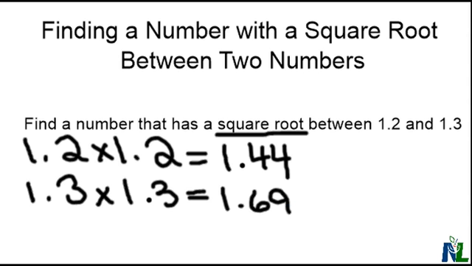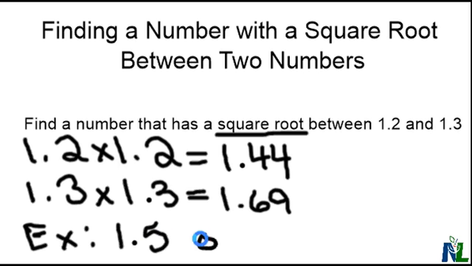So I now know that my number is going to lie in between 1.44 and 1.69. So I have lots and lots of options then for what that number could be. So for example, in between 1.44 and 1.69 is 1.5. Or in between 1.44 and 1.69 is 1.67. There's lots and lots of options that lie in between those two.